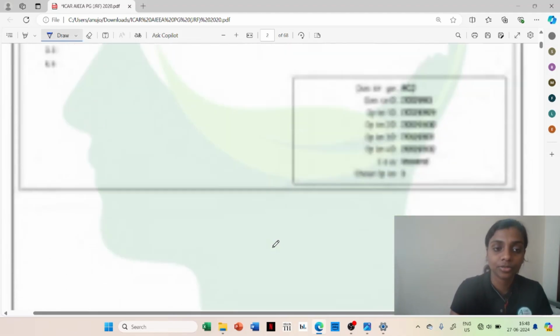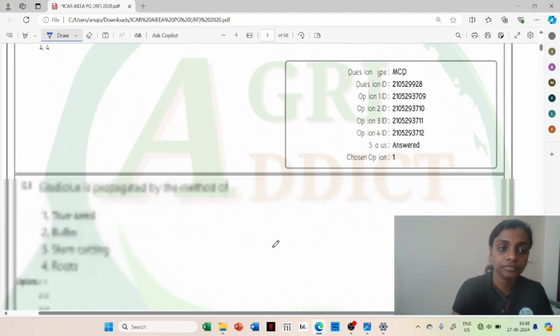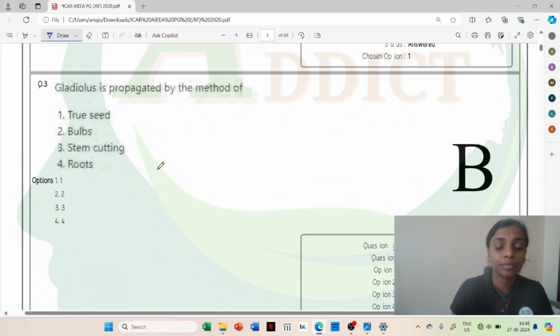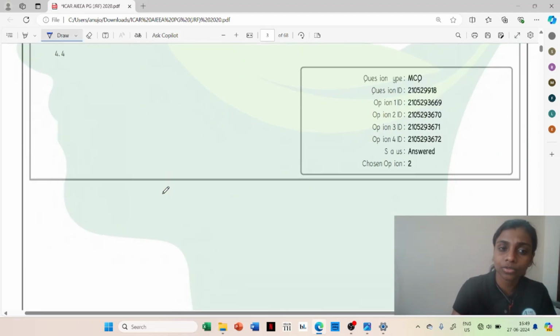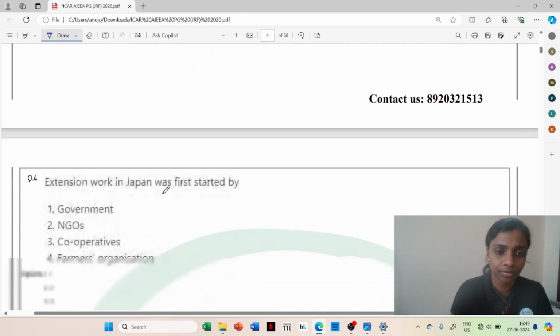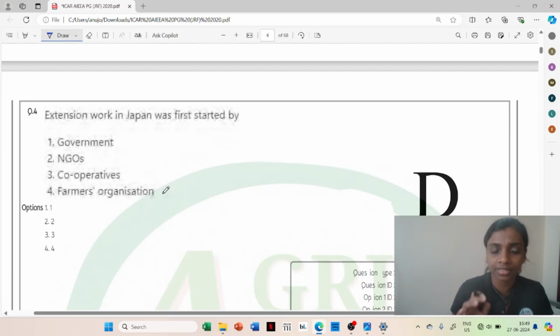Okay. Next question. Gladiolus is propagated by the method of. This is a general agriculture question and the answer is bulb. Gladiolus is propagated by means of bulb. Okay. So the general agriculture questions, generally they won't repeat that much, but from similar areas they used to ask.